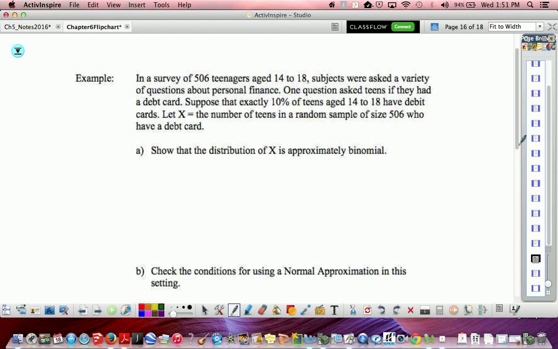It says, in a survey of 506 teenagers, age 14 to 18, subjects were asked a variety of questions about personal finance. One question asked teens if they had a debit card.